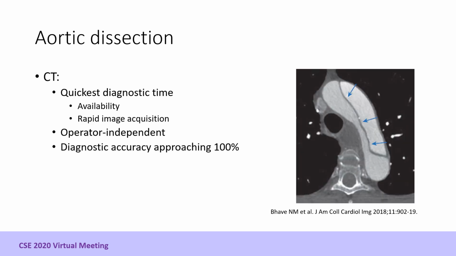CT is typically considered a first-line imaging modality for the diagnosis of aortic dissection. When considering the ubiquitous presence of CT scanners in most hospitals and speed of image acquisition, CT is generally considered to have the quickest diagnostic time. High-quality images can be acquired in an operator-independent fashion, unlike echo, and its diagnostic accuracy approaches 100%. Here we very clearly see a dissection flap in the aortic arch, an area that may be suboptimally visualized with echo.